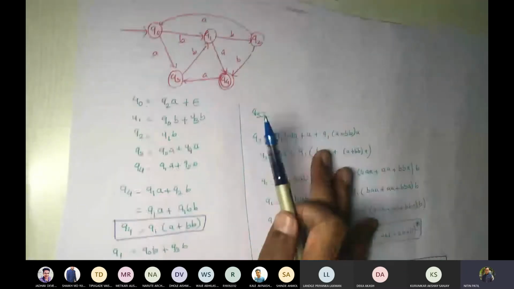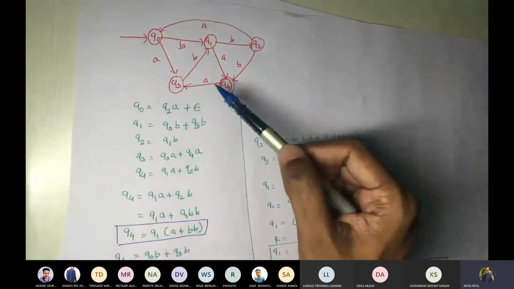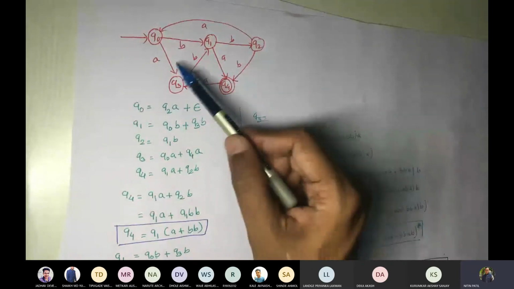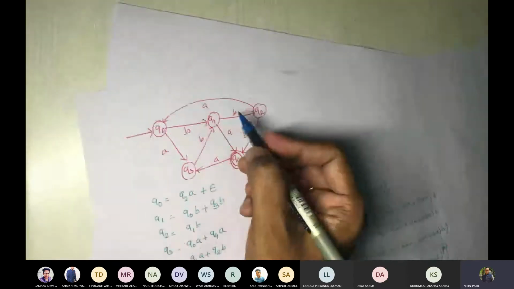This is the FA given to us, which is not containing any epsilon moves. Now if in exam suppose you are asked to construct a regular expression for this particular diagram using Arden's theorem, then you have to simplify like this. So your problem would be what?